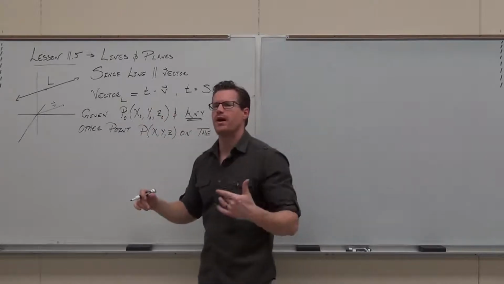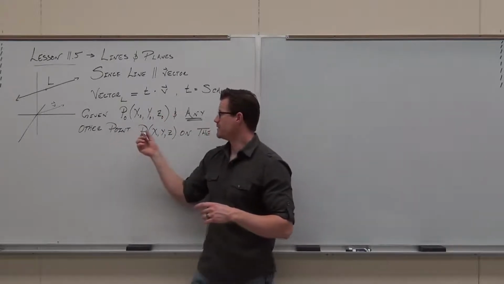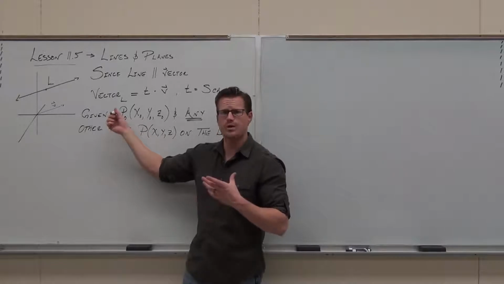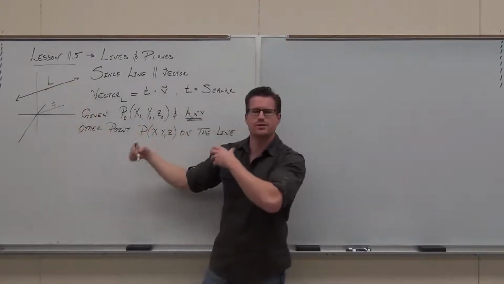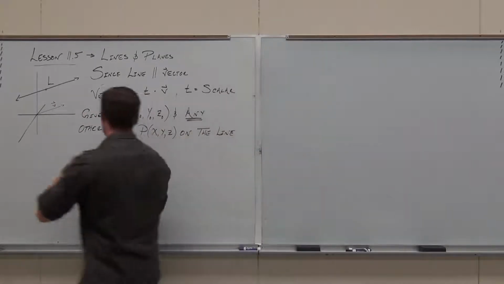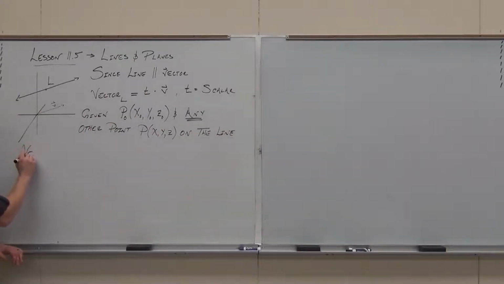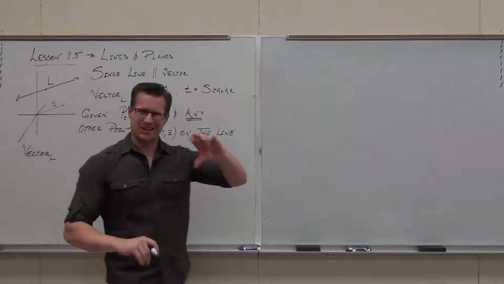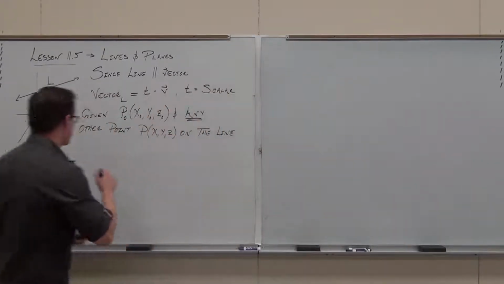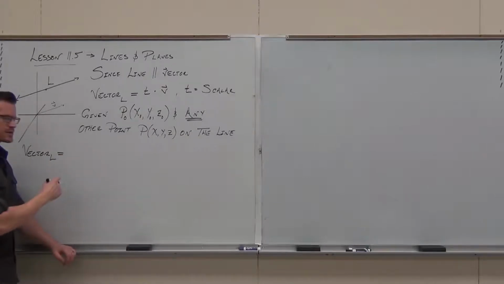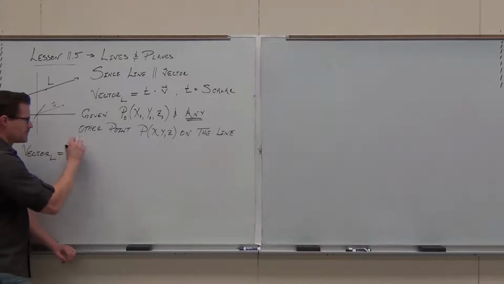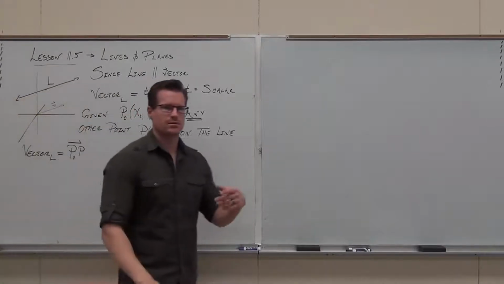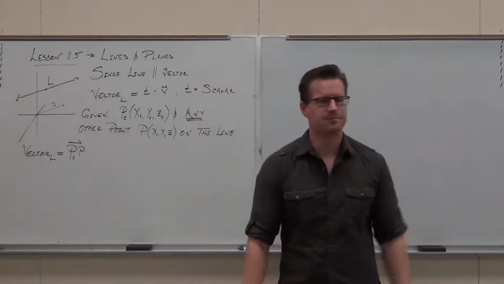We can always find a vector between this point and this point. We can always find that vector. And it's going to be a vector on that line because these 2 points are on that line. It's got to be there. So the vector of the line, that's that little L there, is going to be the same as the vector between p sub 0 and p, any other point.